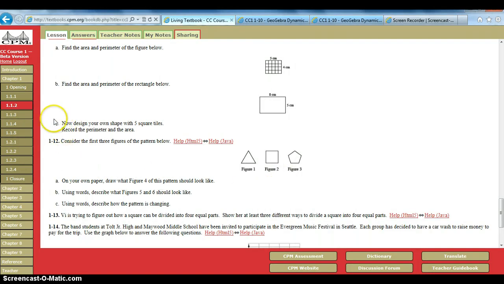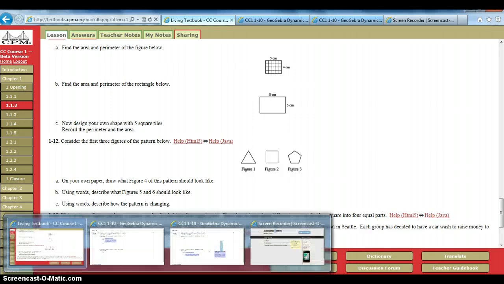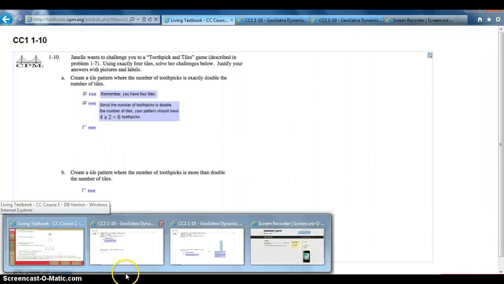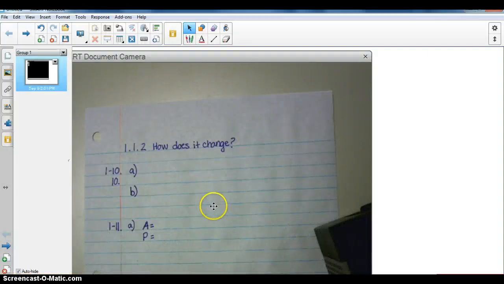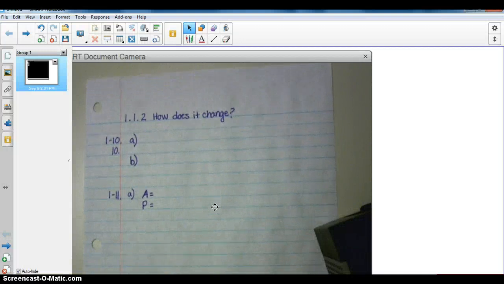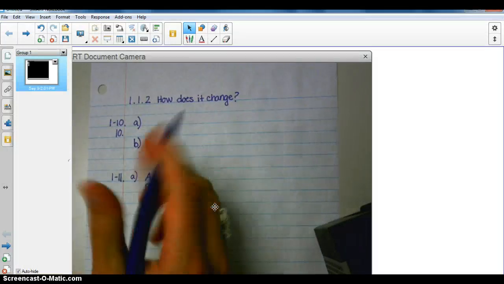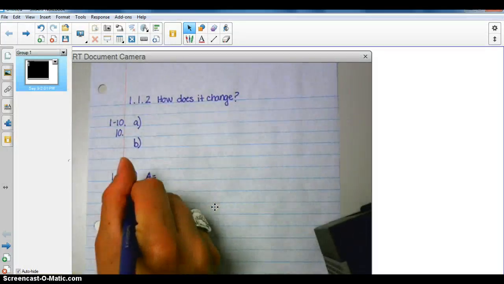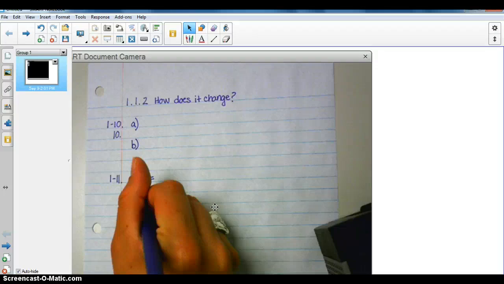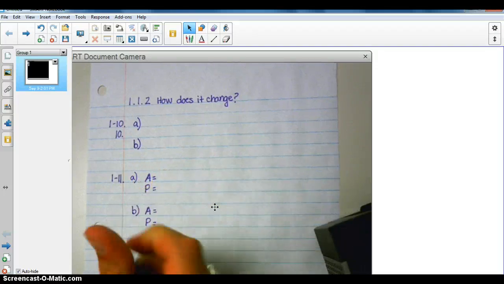Now for 1.1.1C right here, it says, now design your own shape with 5 square tiles. Record the perimeter and area. When I get to my homework, I should have done area and perimeter of A and area and perimeter of B. So this is how you're going to want to set it up.